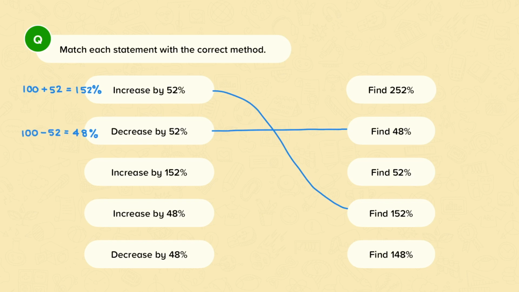Increase by 152%. 100 plus 152 is 252. So this is the same as finding 252%.